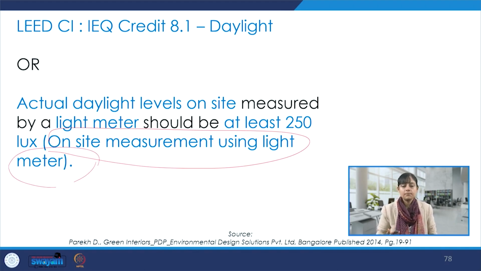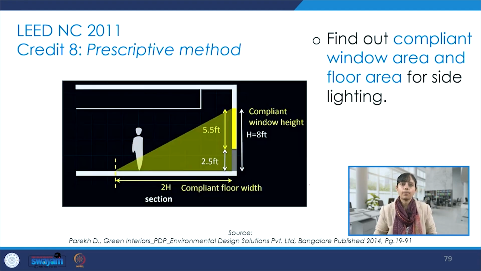There are apps actually for both Android and iOS, and using a light meter, these calculations can be done on site. And I usually encourage this, and during my interior design course at IIT Roorkee, there is always an exercise which focuses on this. So actual daylight levels on site measured by a light meter should be at least 250 lux. So this can be managed on site.